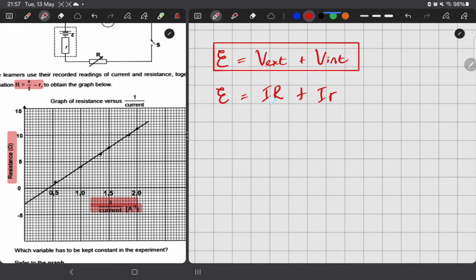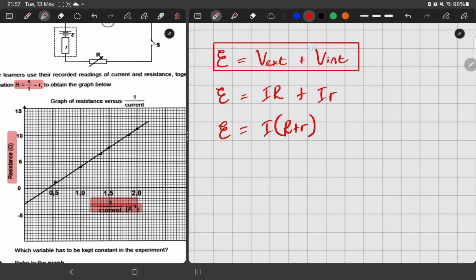So I can rewrite this equation as the V external being the product of the total current multiplied by the external resistance, as well as the V internal being the total current multiplied by the internal resistance. And now I will take the total current as a common factor, and now I arrive at this equation, which some of us are already familiar with.